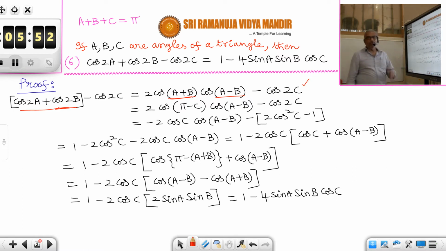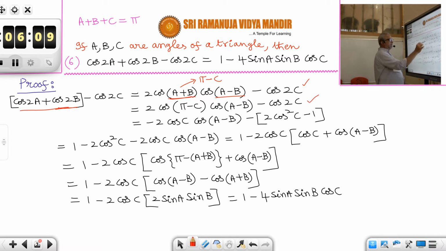For cos 2C there are 4 formulae. So which formula we have to use? Just wait and see. This A plus B can be written as pi minus C, is it not? Because angles of a triangle A plus B plus C is equal to pi. So remaining no change in this step.